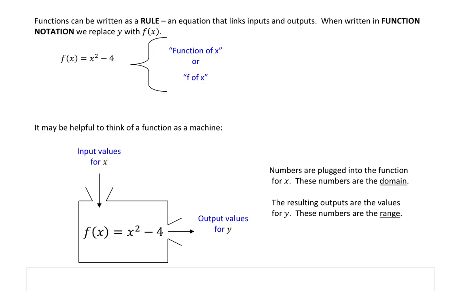All right, we're going to look a little bit at notation here. So functions can be written as a rule, an equation that simply links inputs and outputs. When written in function notation, we replace y with f of x. Back in the day when you first learned this, we may have seen this written as y equals x squared minus 4. We are now just replacing the y with an f of x because we want to give that function x squared minus 4 the name f. Its name is like Frank, okay?